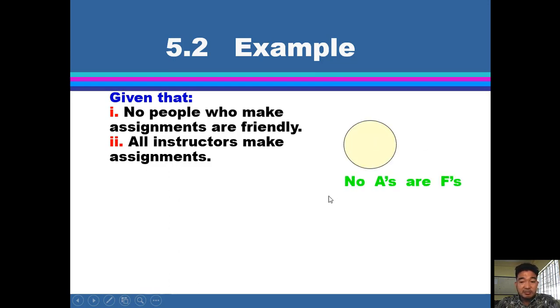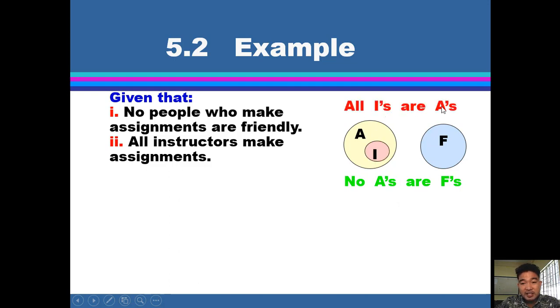Lahat daw ng instructors ay gumagawa ng assignment. So, anong mga statements ang meron tayo dito? Eto yun, no A's are F's. Walang taong gumawa ng assignment ang friendly. Correct yung kanyang illustration, so, disjoint. And then all I's are A's. Ibig sabihin, all instructors ay gumagawa ng assignment.